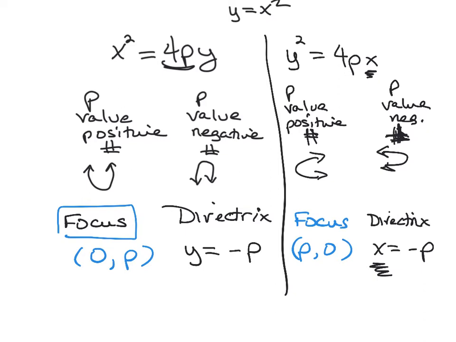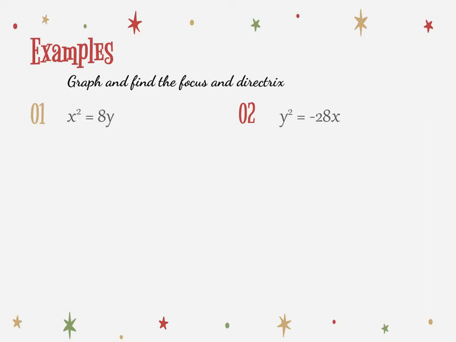These two standard forms of the equations are only for when your vertex is at 0, 0. And the way that you can tell that is there's not going to be anything added or subtracted to the x or the y variables. We're going to see it later on, and it's going to become our h and k. All right, so let's go ahead and graph these. We're going to find the focus, and we're going to find the directrix.